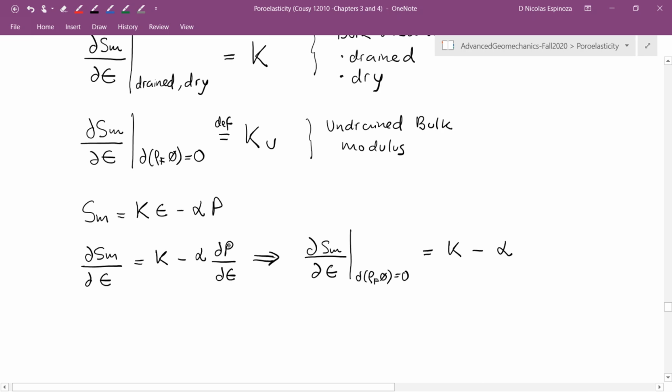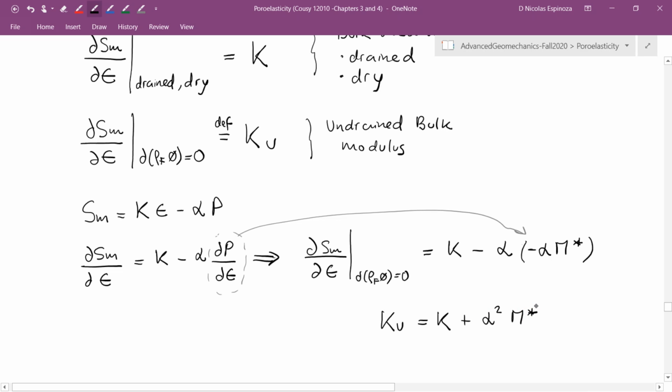So then this derivative is just going to be negative alpha times the Biot modulus. And as a result, this undrained bulk modulus, by definition, KU, is going to be the bulk drained modulus plus alpha squared times the Biot modulus. And this is the undrained bulk modulus.